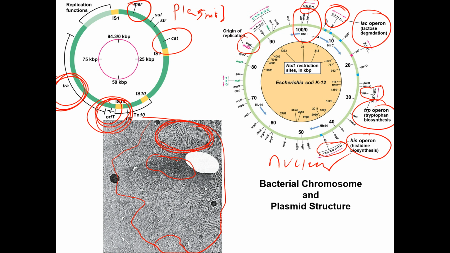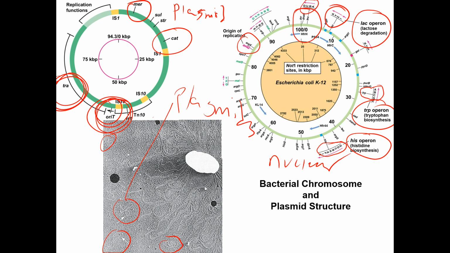Now look at these smaller pieces of genomic material. Here, here, here. All these are plasmids. They're much, much smaller in size.